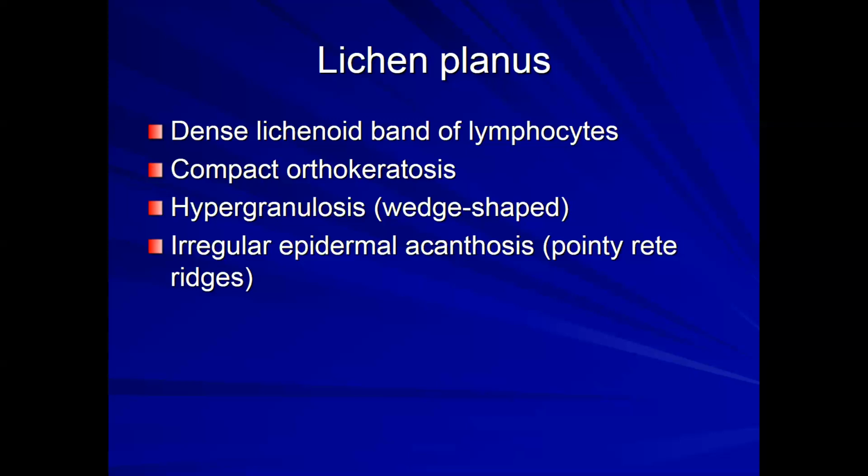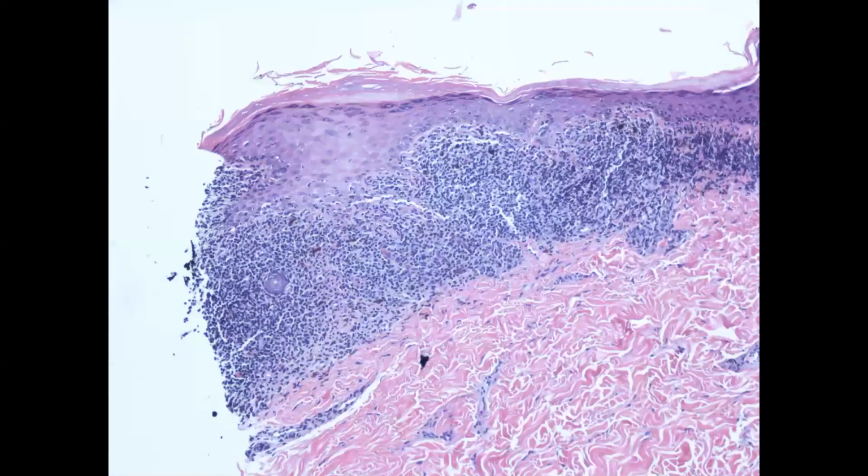You have wedge-shaped hypergranulosis, and then another very prominent feature is these pointy, reedy ridges. They're described in other places as sawtooth. But what I note is that they're just always pointy, and they might point in different directions. But it's one of the few conditions where you will see the reedy ridges of your epidermis become pointy, right?